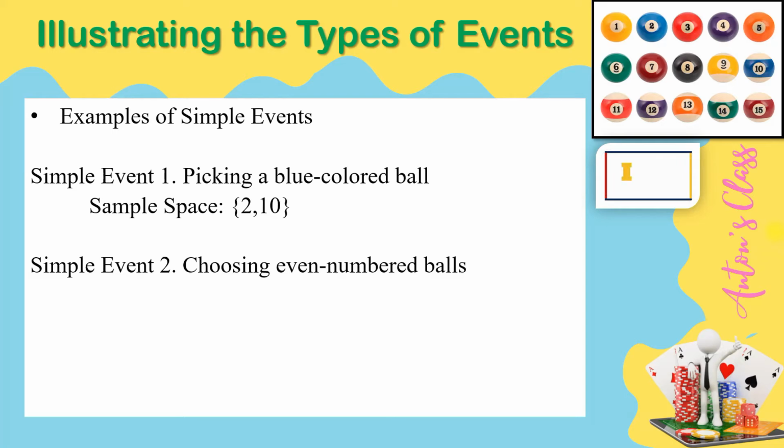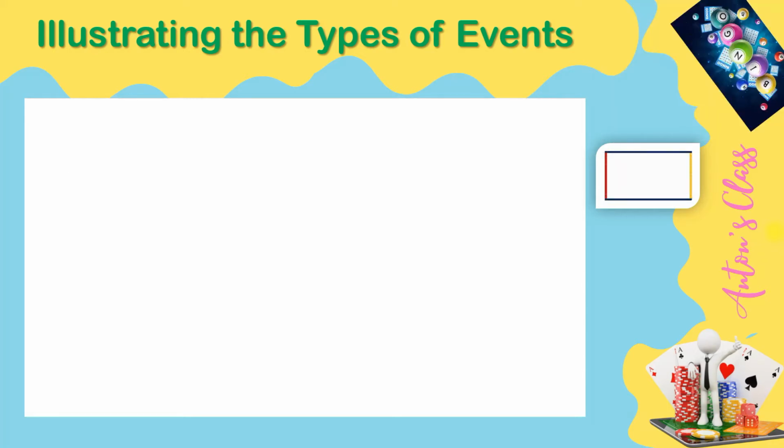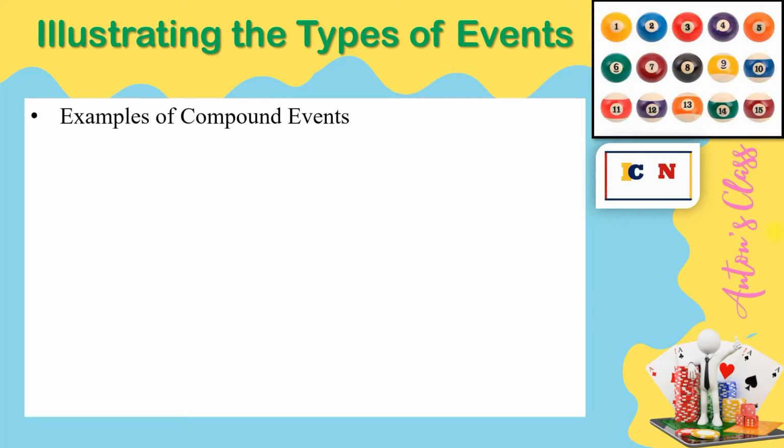Simple event number 2, choosing even-numbered balls. As you can see, in the billiard balls, we also have even numbers like 2, 4, 6, 8, 10, 12, 14. So how do we write the sample space? It is going to be a set, of course: 2, 4, 6, 8, 10, 12, 14. I hope you understand a little about simple events. Now let's proceed to the compound events.